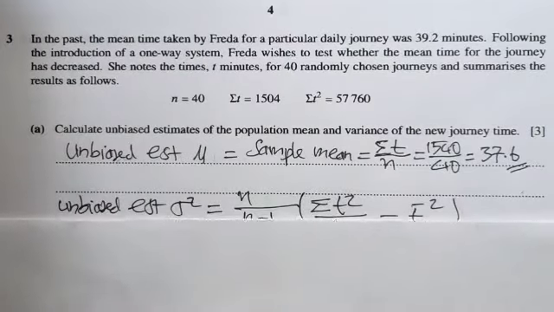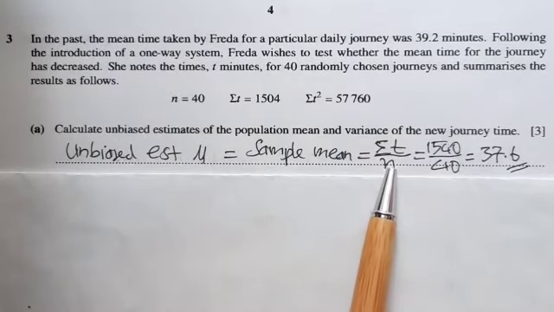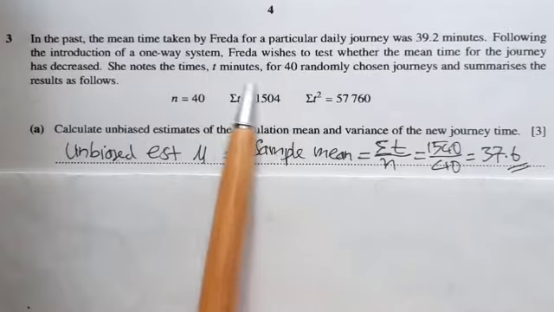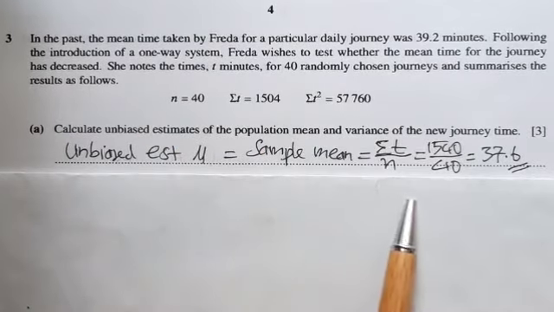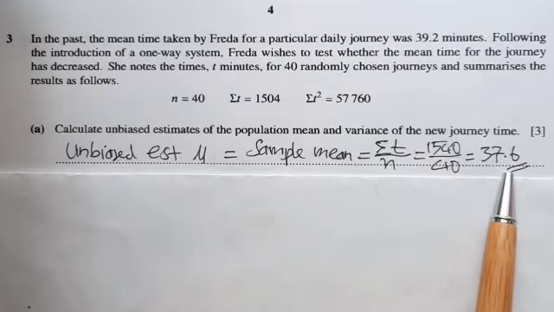Now, if you take a random sample, the unbiased estimate of the mean, that is the sample mean, in this case is the estimate of the population mean, that is sigma t divided by n, 40. Thus 1504 per 40, that is 37.6. That is the unbiased estimate of the population mean.